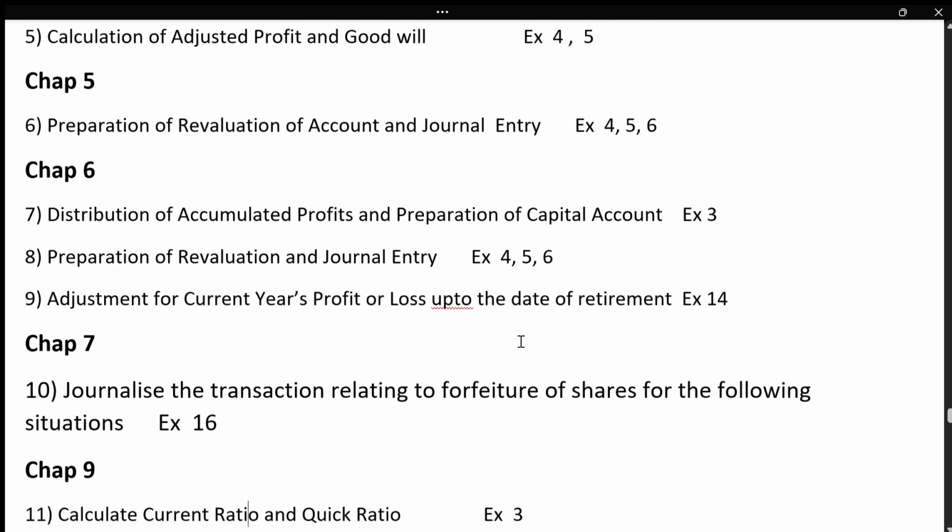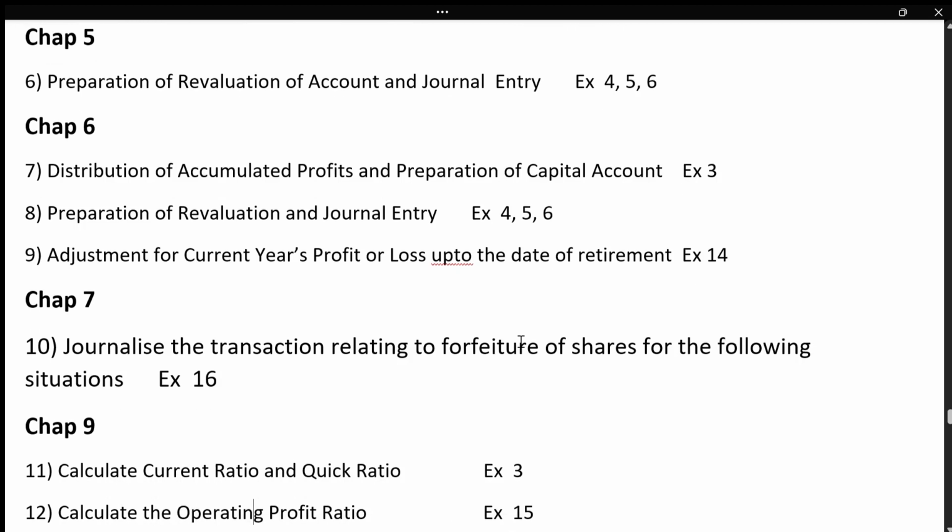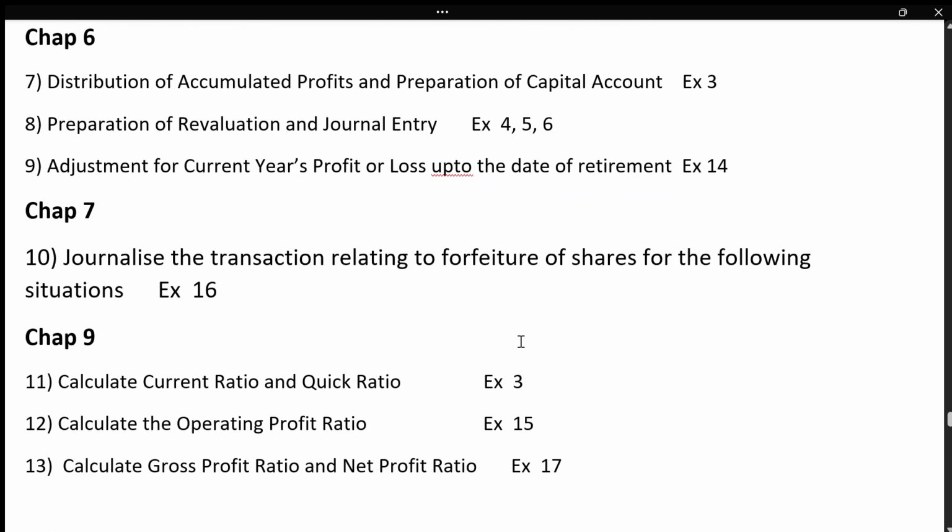And revaluation, if they ask with the journal entry and revaluation account, it may be asked in 5 marks also. And distribution of accumulated profits, you have to pass journal entry and you have to prepare capital account. This may be asked in 5 marks also. And adjustment of current year's profit or loss, that also may be asked in 5 marks.